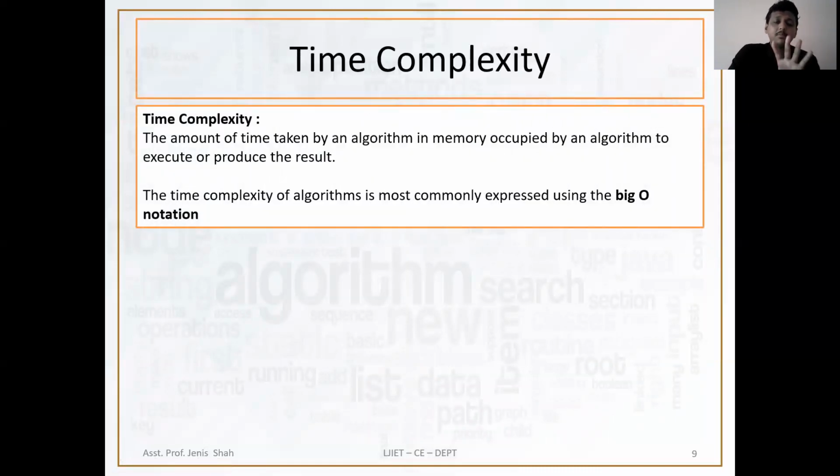The amount of time taken by an algorithm is known as time complexity. Time complexity is mostly expressed using the big O notation. What do you mean by the big O notation? Students, big O notation represents the worst time complexity. So why do we always take the worst, not the best?